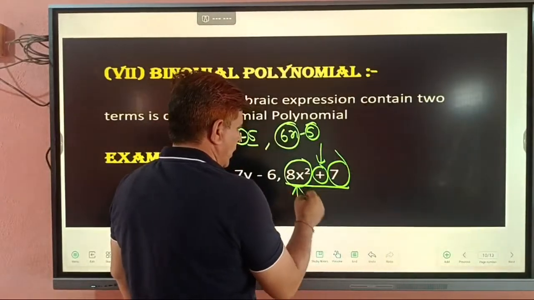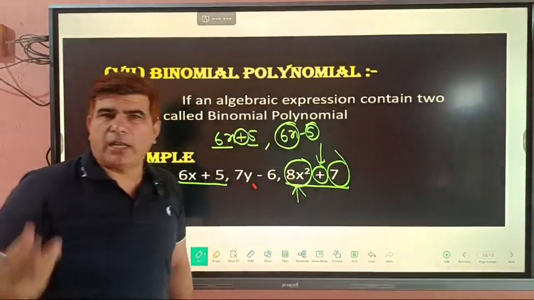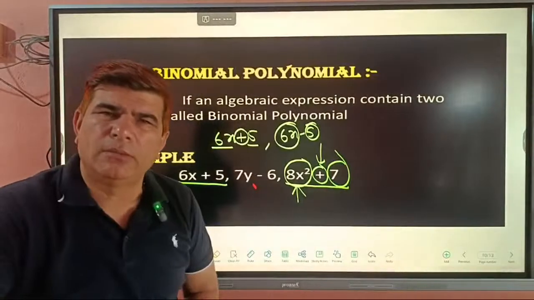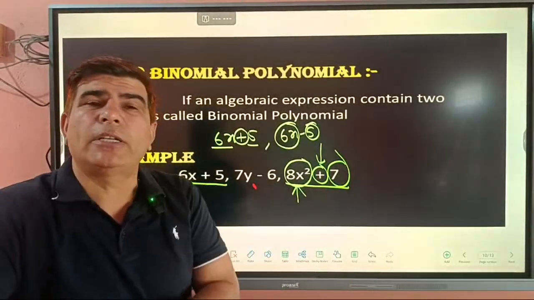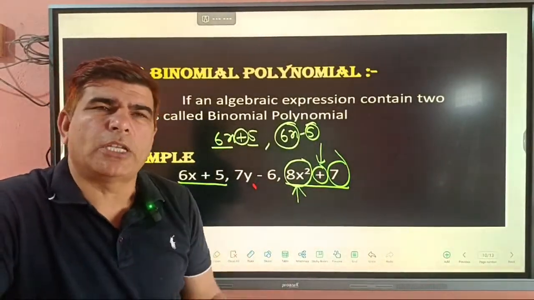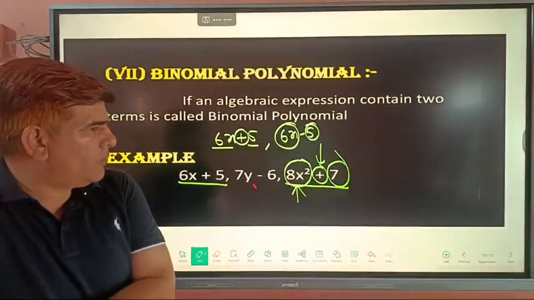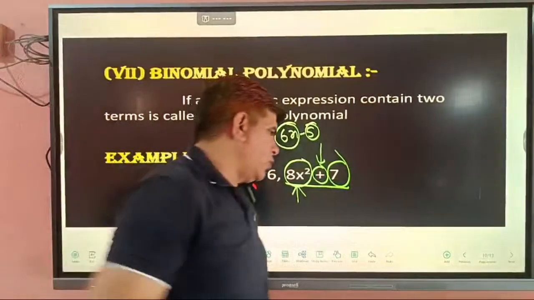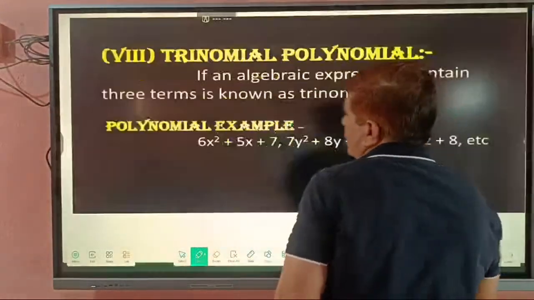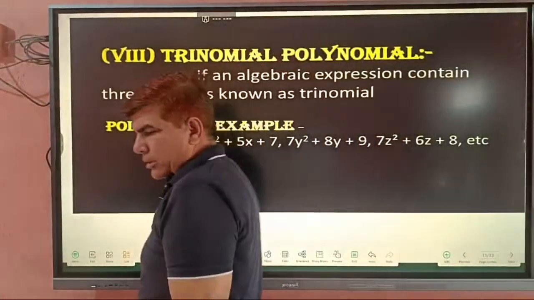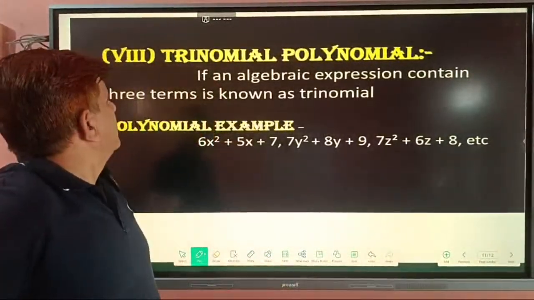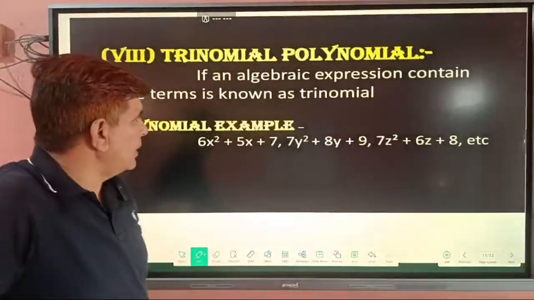What can you say about 8x square? Is it an algebraic expression? Definitely. 7 is also an algebraic expression. That's why I'm saying an algebraic expression contains one or more than one term. If it contains two terms, then binomial. If it contains three terms, then we say trinomial. Trinomials contain three terms.